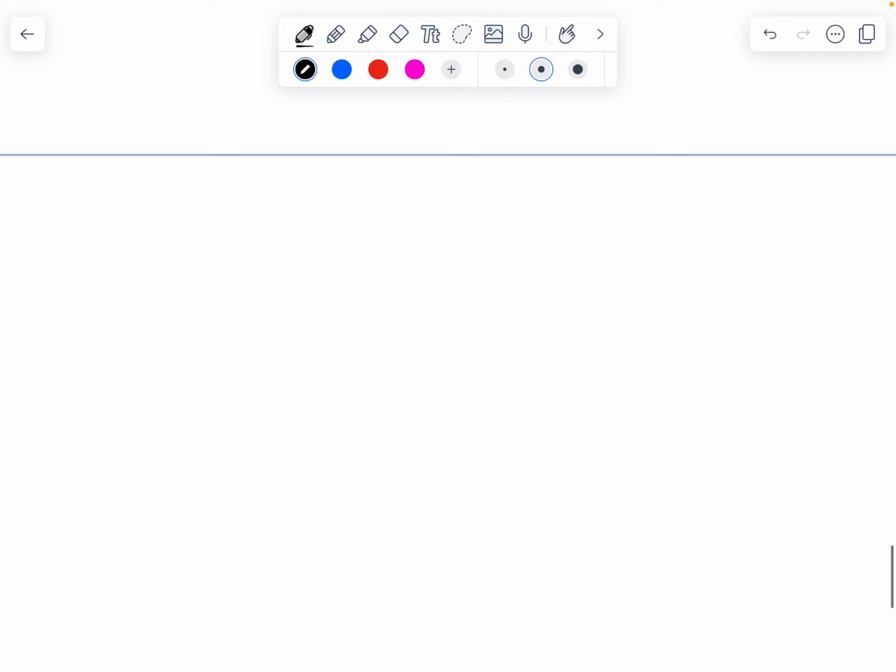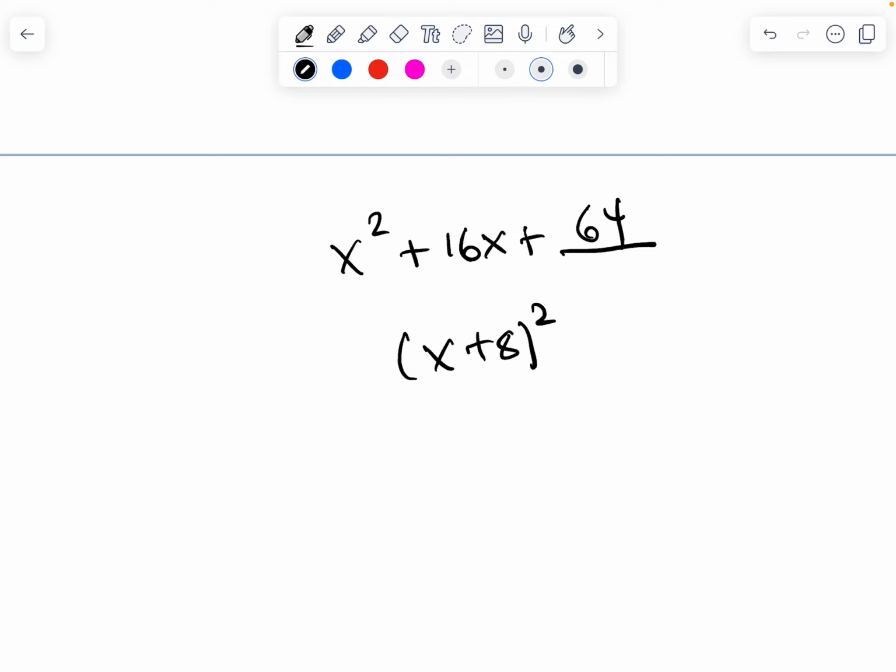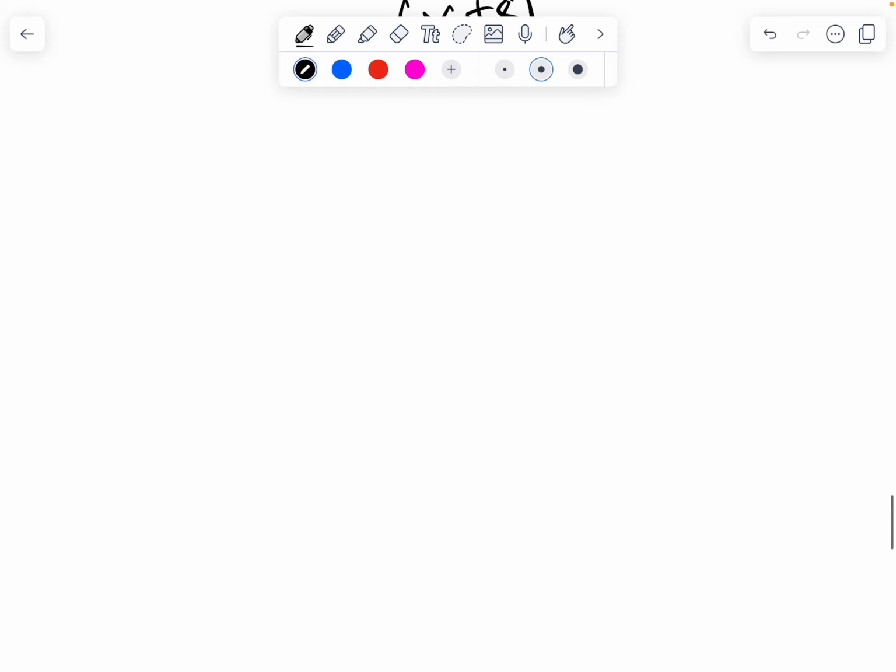First of all, I want you to practice this one where everything's positive. X squared plus 16x plus blank. Go ahead and fill in that missing number there. Great. If you put 64, that's correct. And so underneath it would be x plus 8 squared. Half of 16 is 8. 8 squared is 64.